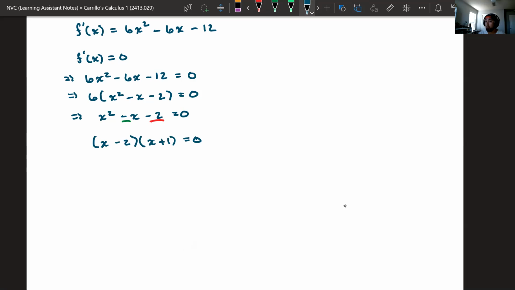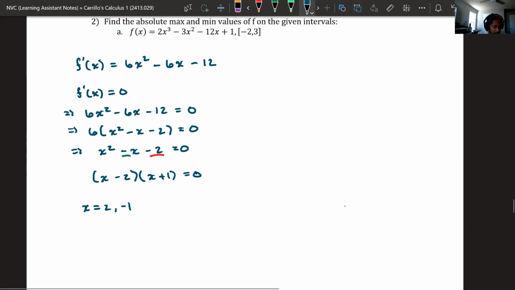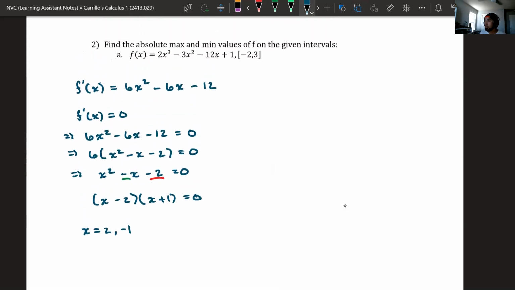Now I can set each of my factors equal to 0 separately. And then we'll have the solutions x equals 2 and -1, or -1 and 2. But remember, we were given a closed interval, right? So we need to make sure that our critical numbers are within our interval. Are the numbers -1 and 2 within the interval from -2 to 3? Yes, they are. So these are our critical numbers.